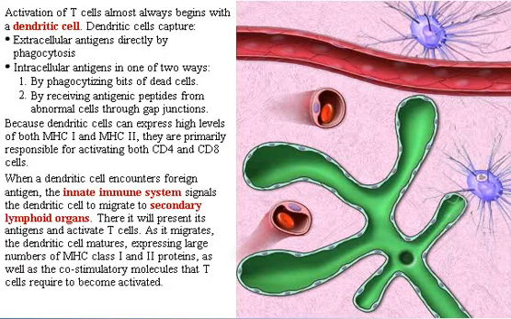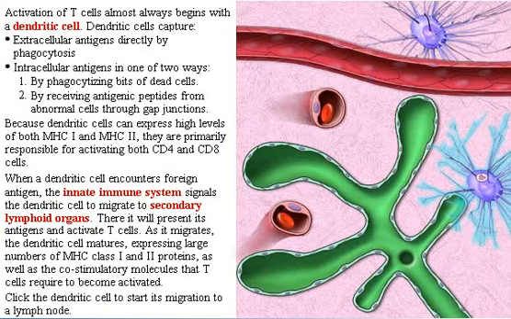When a dendritic cell encounters foreign antigen, the innate immune system signals the dendritic cell to migrate to secondary lymphoid organs. There, it will present its antigens and activate T cells. As it migrates, the dendritic cell matures, expressing large numbers of MHC class I and II proteins, as well as the co-stimulatory molecules that T cells will require to become activated. Click the dendritic cell to start its migration to a lymph node.